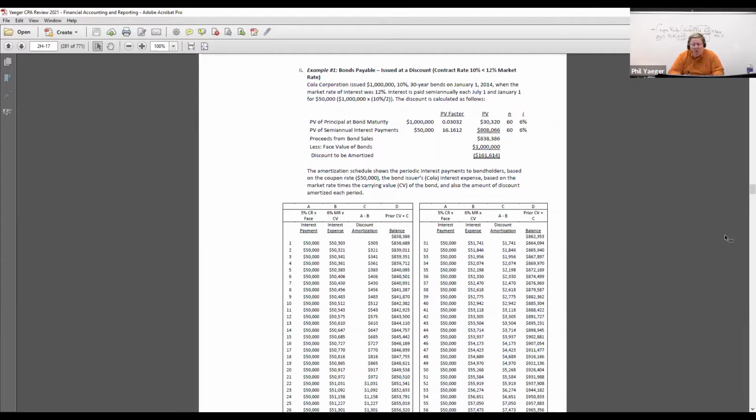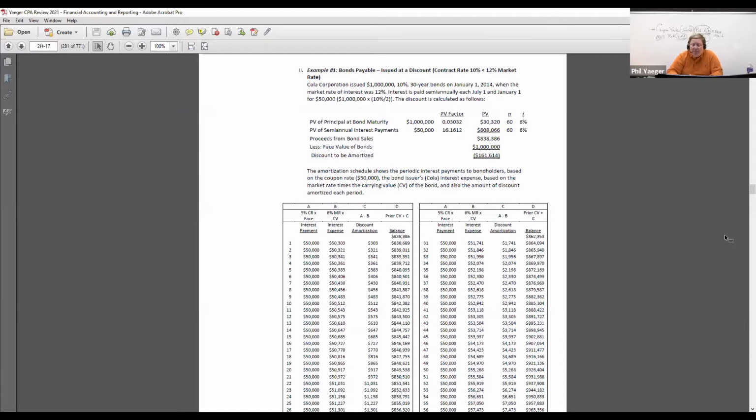So when you add the present value of the principal to the present value of the interest payments, that gives you what you're going to get from selling those bonds, $838,386. Do you see that? Yes. But what's the face amount of the bonds? $1 million. So when you take the face amount of the bonds and subtract the discount of $161,614, what do we call that amount? The carrying value. Remember that?